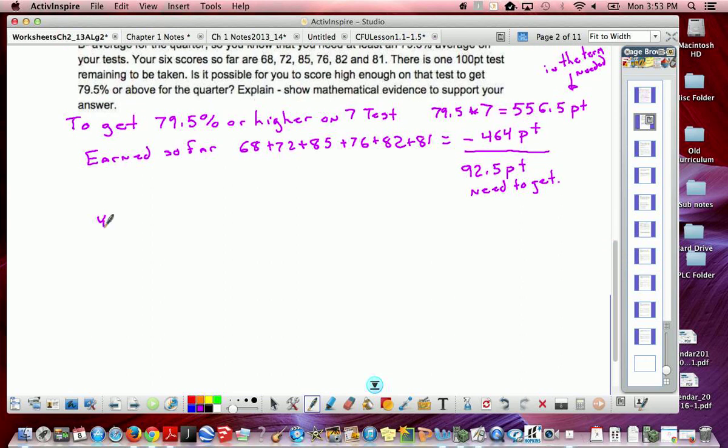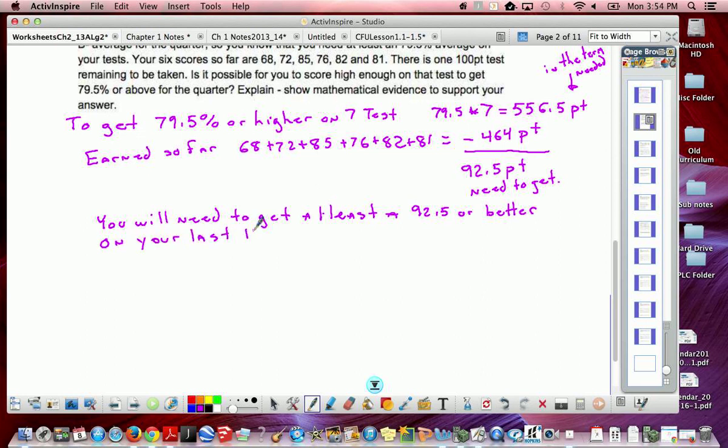So, you will need to get at least a 92.5 or better on your last 100-point test to get a B- in the course.